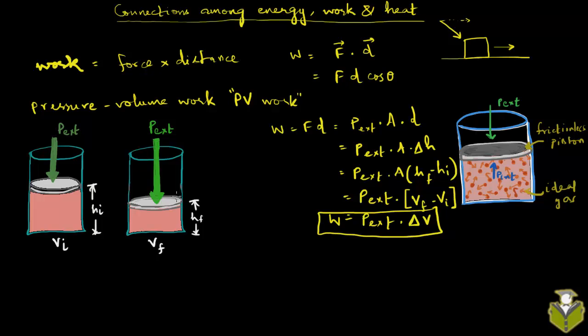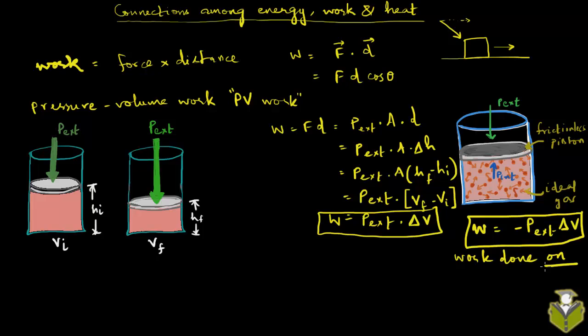So in this case, the surroundings is doing work on the system, and your final volume is lower than your initial volume. So delta V here is negative. To make this work positive according to the convention we have agreed upon, you need to add a negative sign here. So this becomes negative P external times delta V. So this is work done on the system by the surroundings.